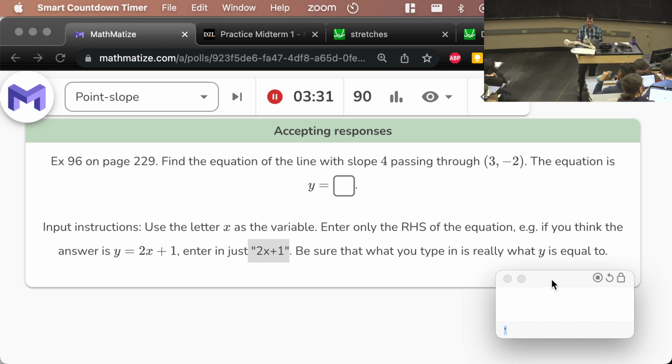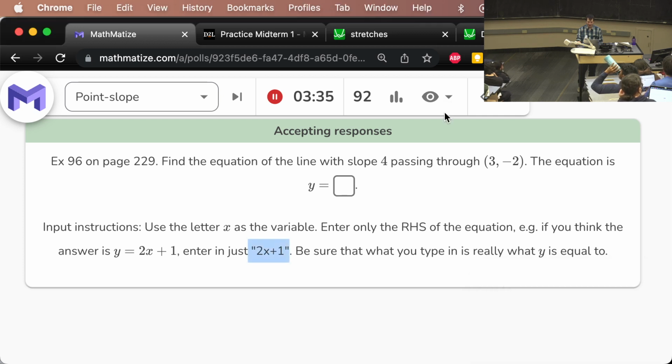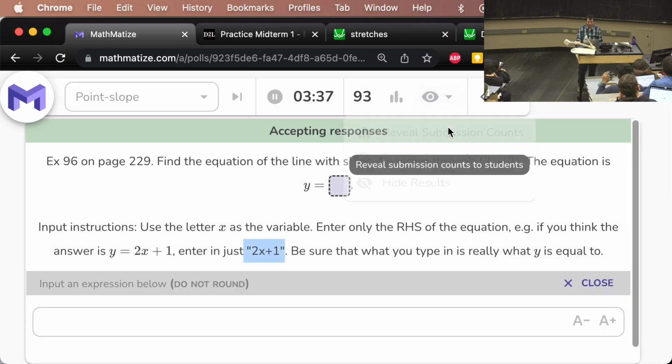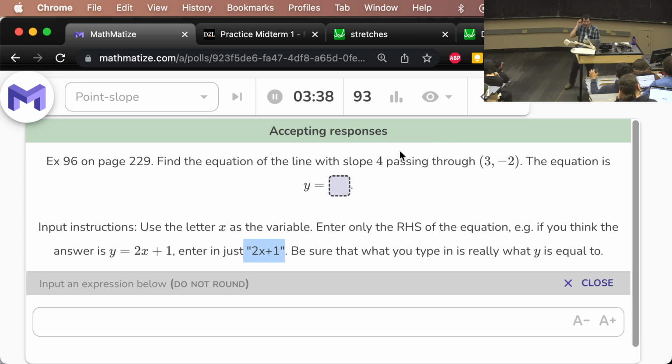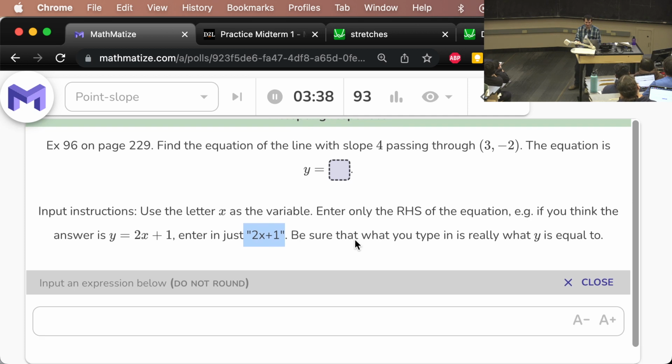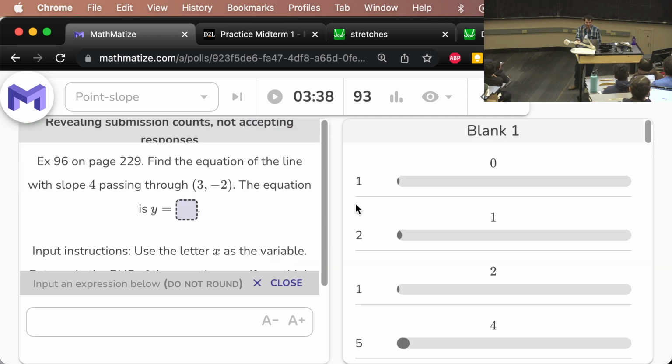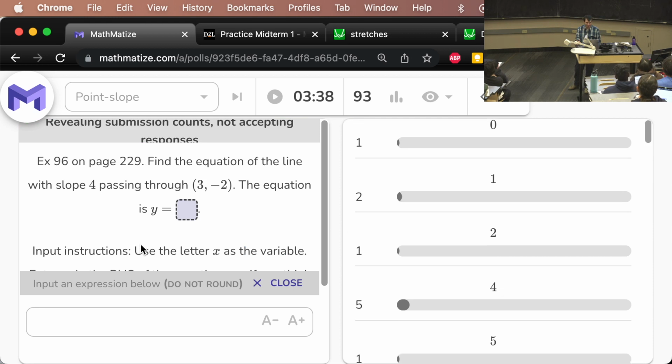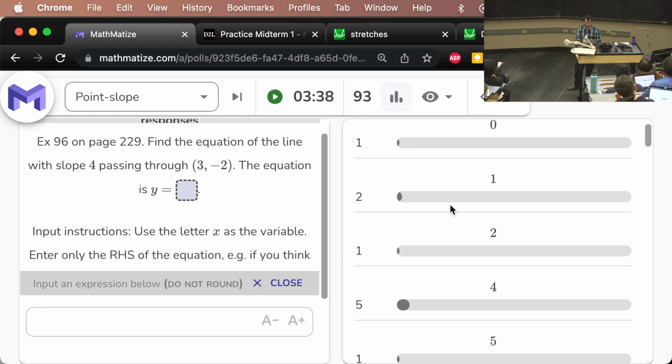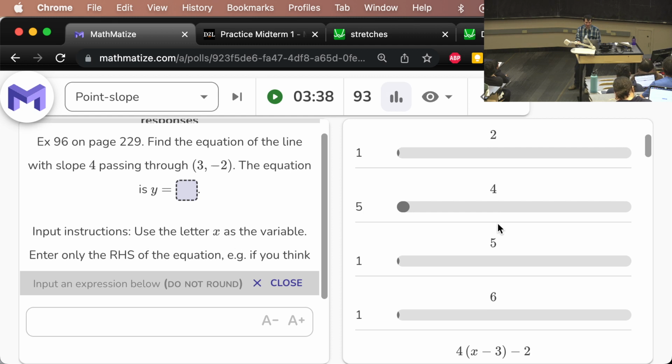OK, let's see what people said. Let's take a look. Reveal counts. OK, and Math1030 always takes a minute with these ones, so it's processing what you guys typed. All right, here we go. Again, if you put in a number, probably you didn't try very hard. So it's going to involve x somehow, right? We're looking for something involving x.